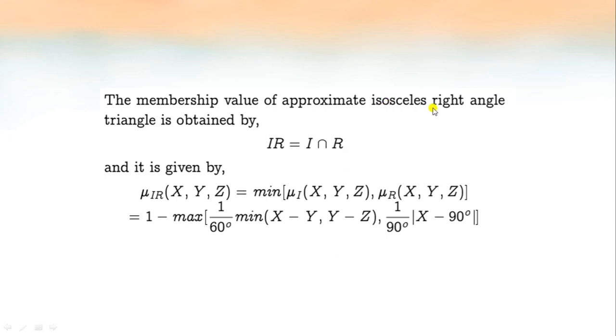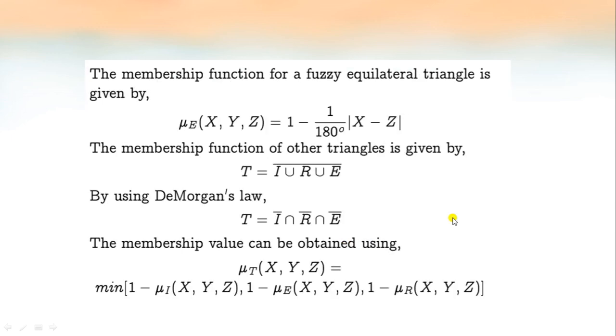In the case of an isosceles right angled triangle, it will be an intersection of isosceles and right angled triangle. In the case of intersection, we go for the minimum value. So we take the membership value of the isosceles triangle and of the right triangle, and take the minimum. That will be the membership value of the isosceles right triangle, defined by the formula 1 minus max of (1 by 60 degrees times the minimum of (x minus y, y minus z), or 1 by 90 degrees times the modulus of x minus 90 degrees).